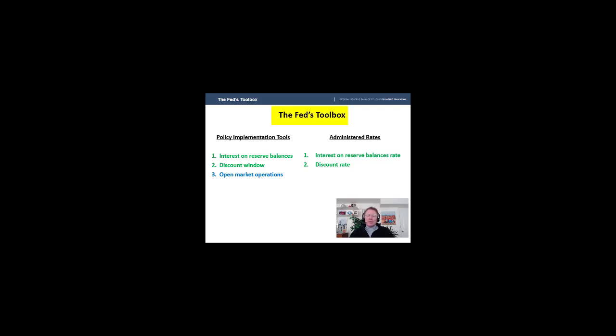And the last tool, in the blue text, is called open market operations. It's the purchase and sale of government securities, which is used to adjust the level of supply of reserves in the banking system.